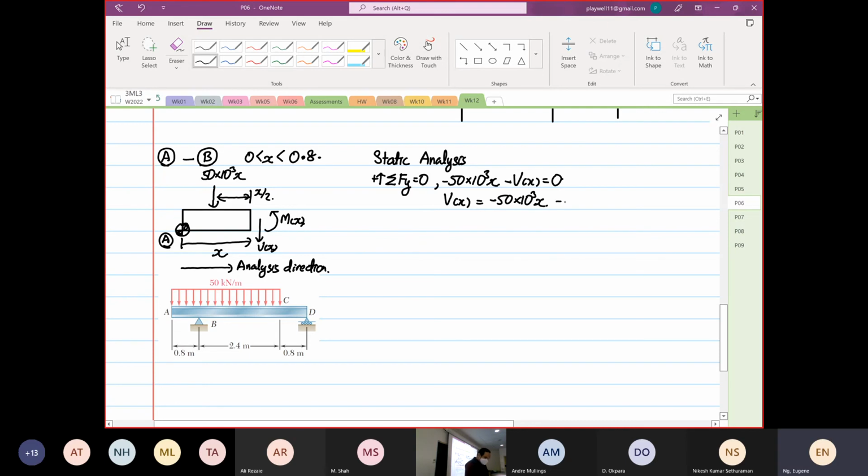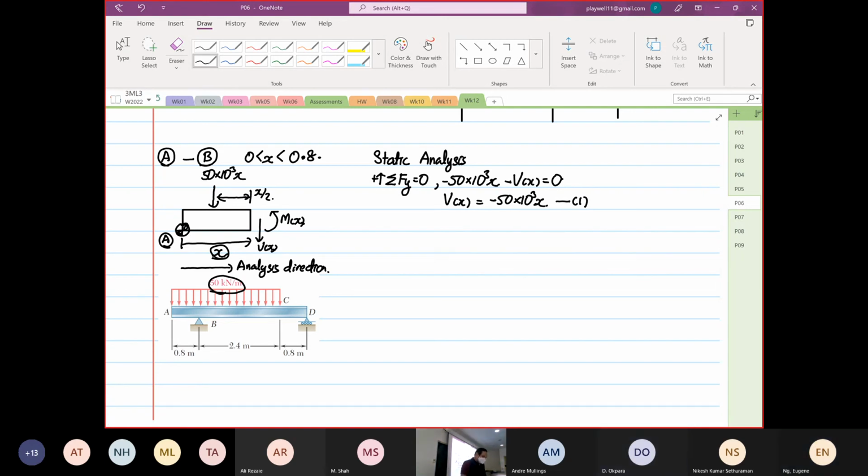Equation number 1. Eugene. Yes, Opara. Can you please explain the x after the force again? Like 50 times 10 to the 3x. Can you please explain why the x is there? Because it is an evenly distributed load, right? And the distance is x, so it's 50 times 10 to the power 3x. Right. Does that make sense? Yeah, makes sense. Thank you.